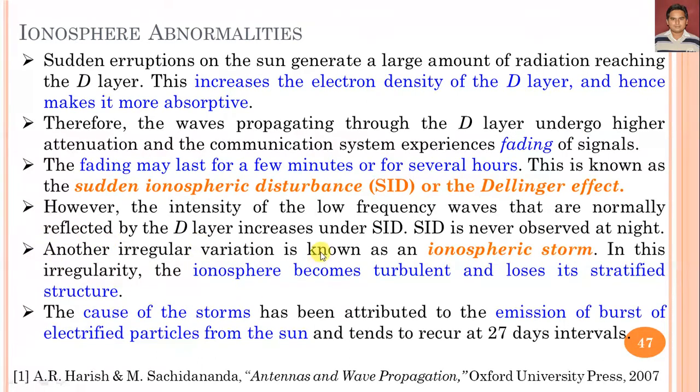Another irregular variation is known as the ionospheric storm. In this irregularity, the ionosphere becomes turbulent and loses its stratified structure. The cause of storms has been attributed to the emission of bursts of electrified particles from the sun and tends to recur at 27 days interval. So this is another abnormality that exists in the ionospheric region.